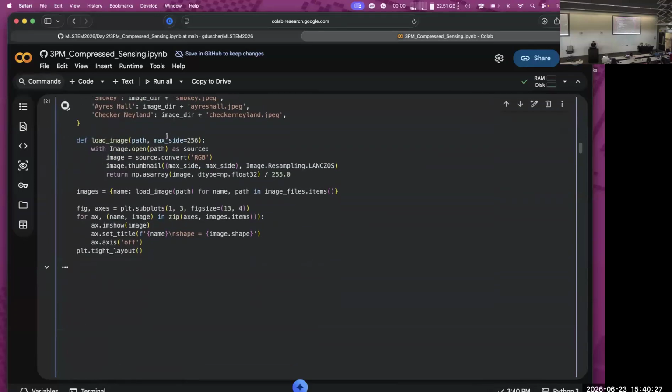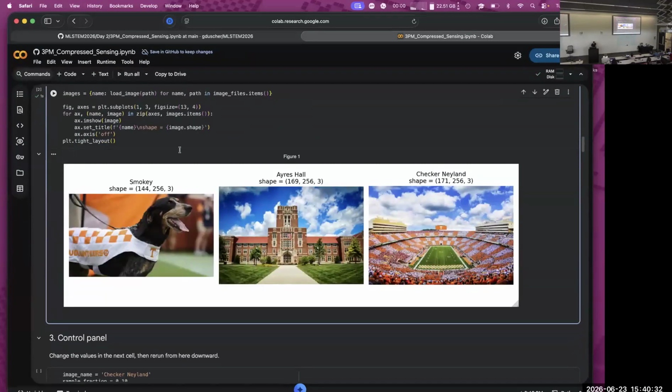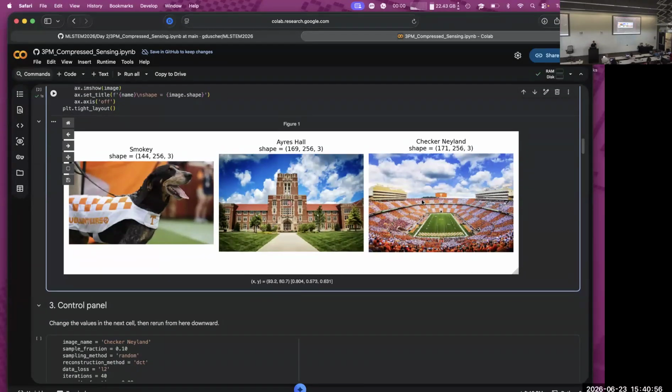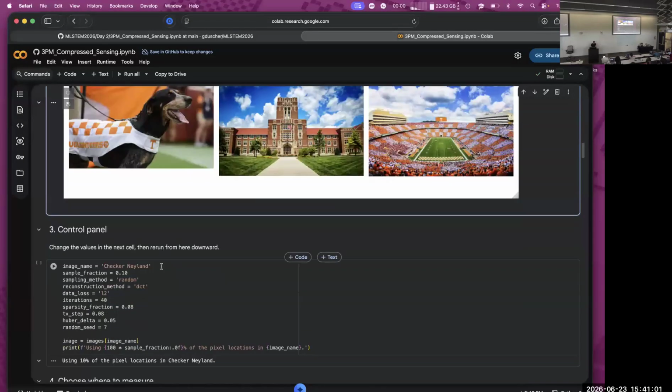So we have 3 images from the University of Tennessee, Knoxville. We have Smokey on the left, he's our mascot. Ayers Hall, that's our math building, in the middle. That's where the famous Neyland checkerboards comes from. And then on the right is our Neyland Stadium, on one of our football Saturdays, when it's been checkered. So half the people wear white, half wear orange, and then you sit in opposite seats, and it's really nice. It's really good for image reconstruction notebooks. So that's good. Okay, then we get to the control panel.